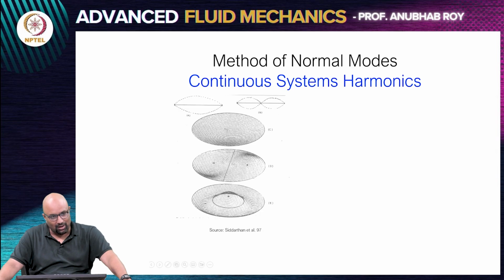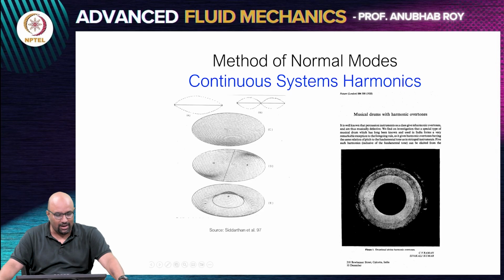And obviously, closer to home, this is more prevalent in the context of percussion instruments, the tabla being one example, which would also have similar vibrating shapes. And if you are not aware, one of the earliest studies of finding the harmonic overtones for the tabla was actually done by C. V. Raman.